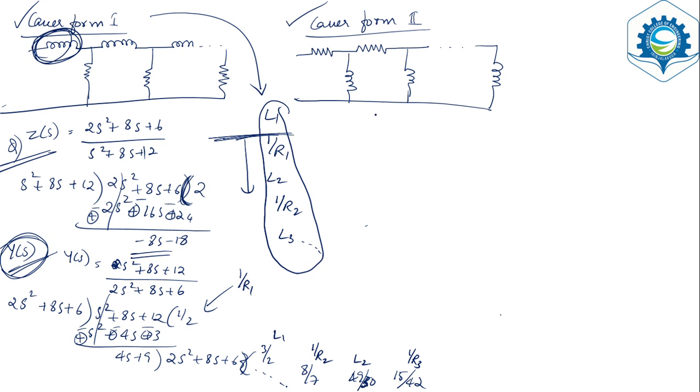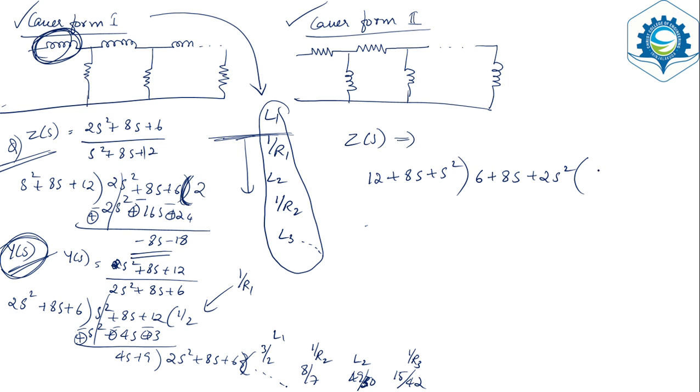Okay, so in the Cauer form 2, what you have to do? Again, you are going to start with Z of S. And how will you do the division? You have to take the increasing order, or the reverse order, of what you took in Cauer form 1. How are you going to start? You start with 12 plus 8s plus s square. And over here, what will you do? 6 plus 8s plus 2s square. And you can do the division as normal.